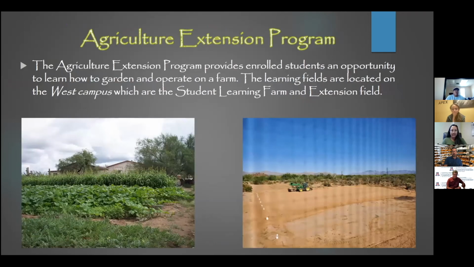The extension program provides enrolled students an opportunity to learn how to garden and operate on a farm. The learning fields are located on the West Campus, which are the student learning farm and the extension. The mission of the agriculture extension program follows along the farm and food working group mission: to spread knowledge, inspire and encourage interest in agriculture and natural resources, demonstrate the personal and professional potential in this field of study, raise awareness of the connections between ourselves and the environment, realize how our agricultural heritage informs our health and values, and let the knowledge of the past bring wisdom to our choices for the present and the future.